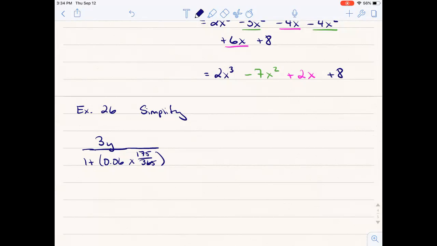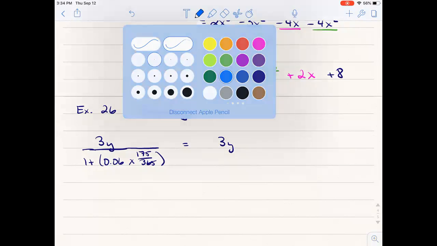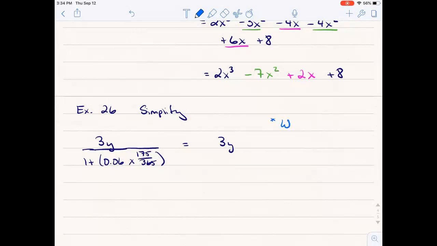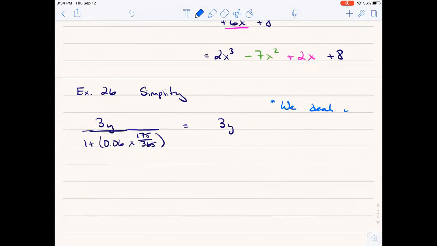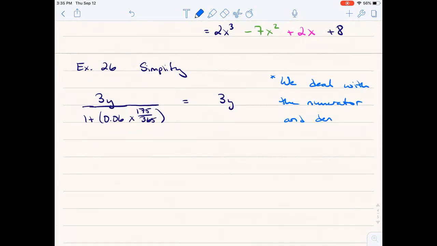And so the top, the numerator, is what it is. 3y, there's nothing we can do to simplify this, but I'll just write a little note here. We deal with the numerator and denominator independently.